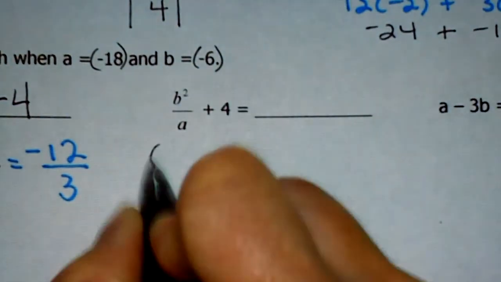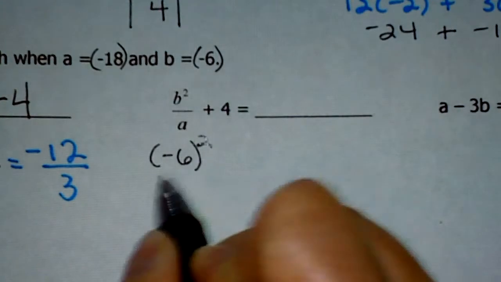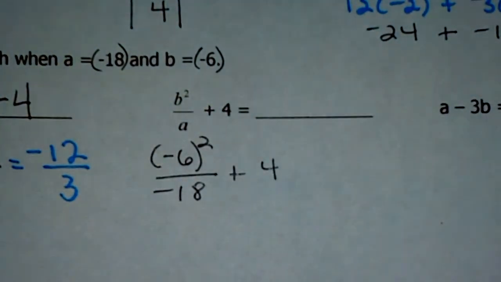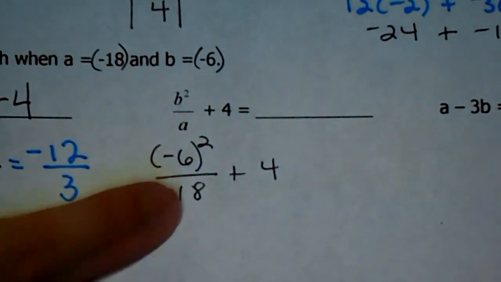Remember that I want to keep that b is a negative 6, so I'm going to plug in the quantity of negative 6 squared over a is negative 18 plus 4. Okay, so looking at the fractional ones, I want to solve the top, solve the bottom, and then divide.